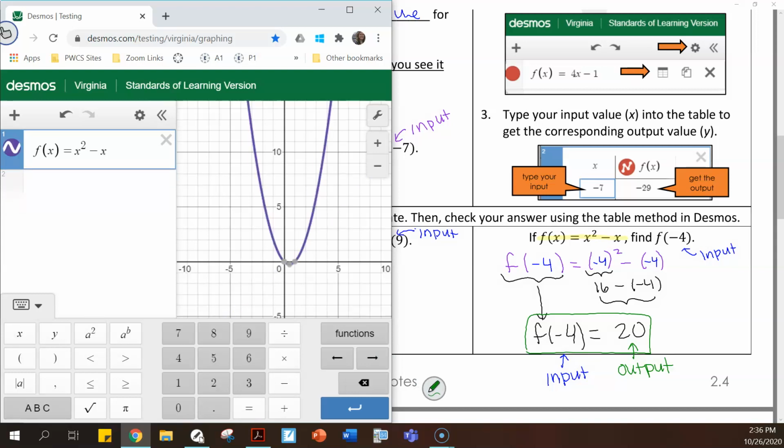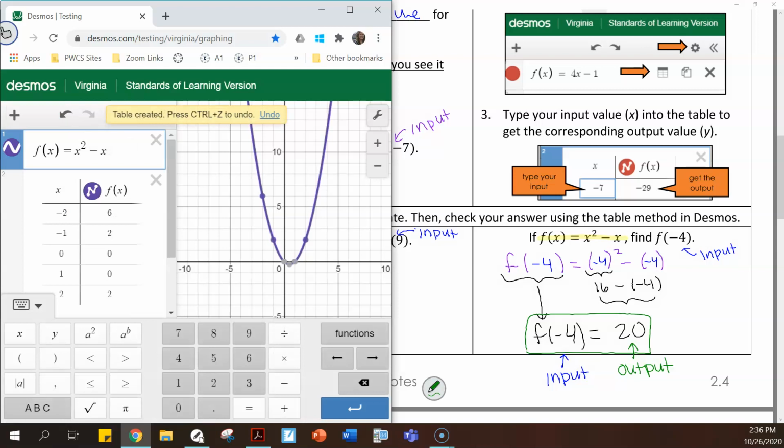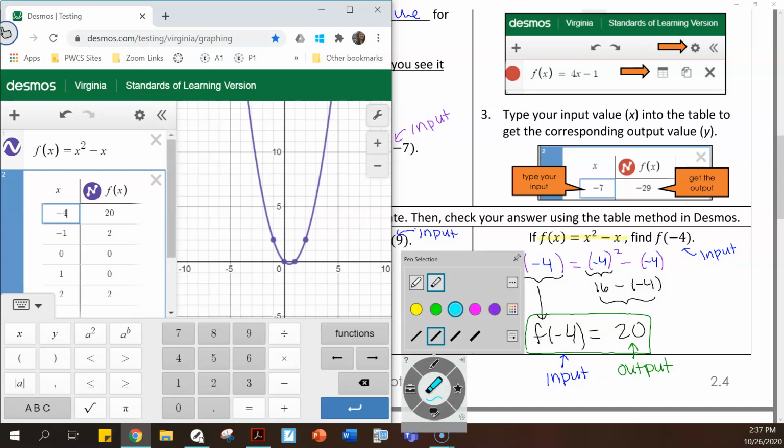Again, it gives you the graph of what that looks like. I want to press the gear wheel and table so that it gives me a table for this function. And in this case, I want my input value to be -4. So all I'm going to do is put my input in that x place of -4. And it tells me that my output value is then 20. So my input was -4. I typed that in right here in my table, and it gave me my output that corresponds, which in this case is 20.